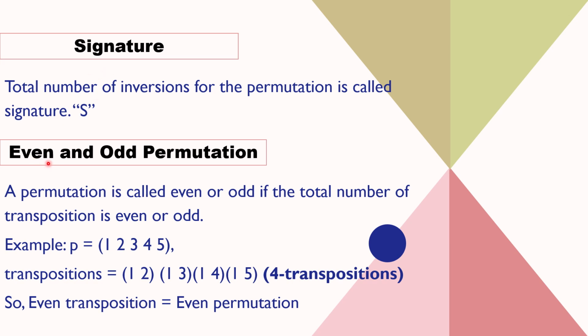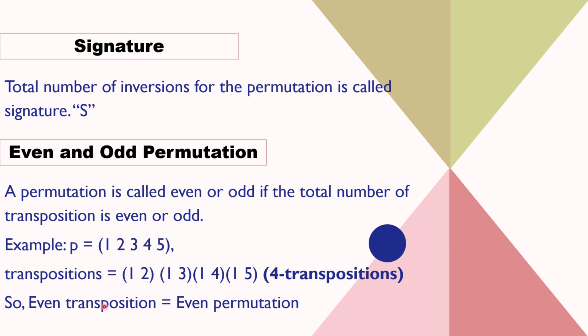Then we have even and odd permutations. A permutation is called even or odd if the total number of transpositions is even or odd. Here is an example. We have P is equal to the cycle (1 2 3 4 5), and it has length 5, because there are 5 elements. So the order or length of this cycle is 5. But what are the transpositions? (1 2), (1 3), (1 4), and (1 5).